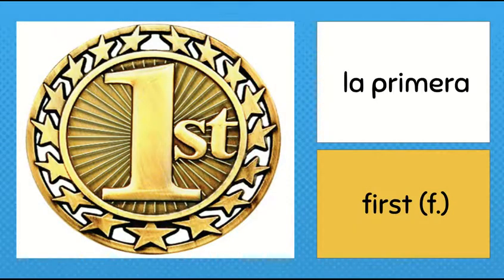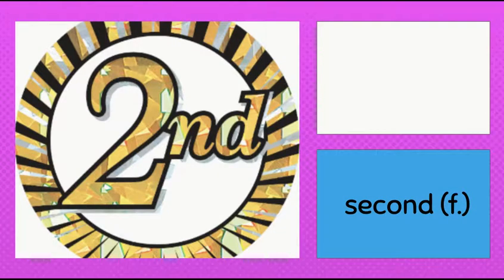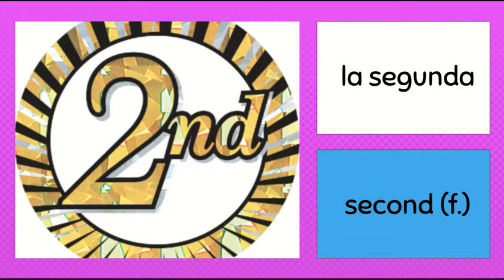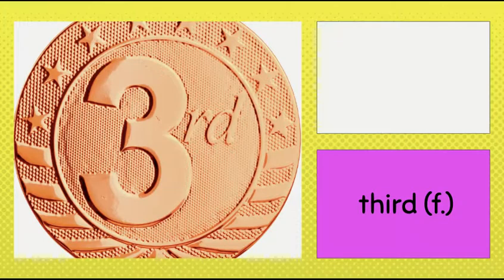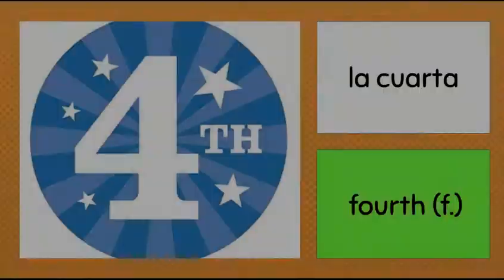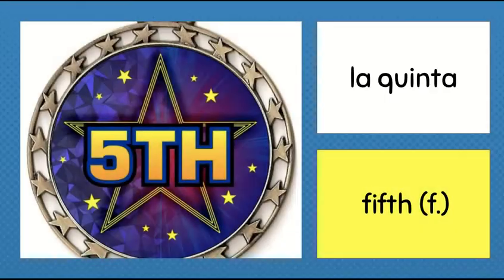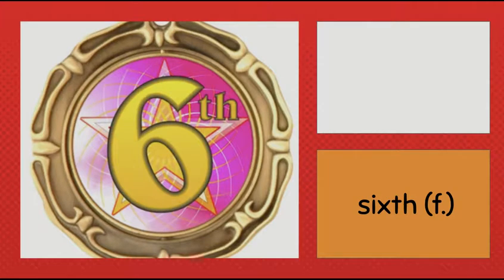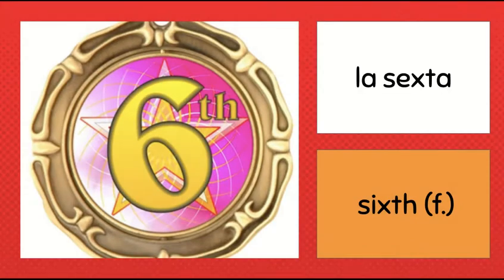So the word first in Spanish is primera. So la primera would be the first. Next is second, which is la segunda. Then comes third, which is la tercera. After that, we've got fourth, which is la cuarta. Then fifth would be la quinta. After fifth, we've got sixth, which is la sexta.